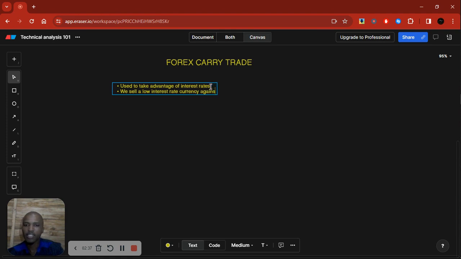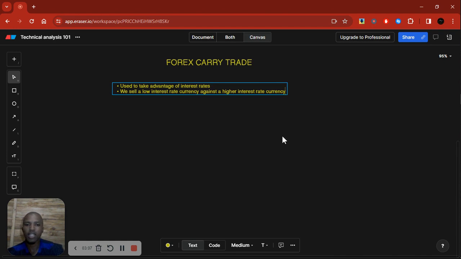We sell a low interest rate currency against a higher interest rate currency, right? So essentially this is using interest rates to your advantage, right? Because if you have an understanding of where interest rates currently sit for the different currencies or economies, then you can use that to your advantage and you actually take a carry trade.